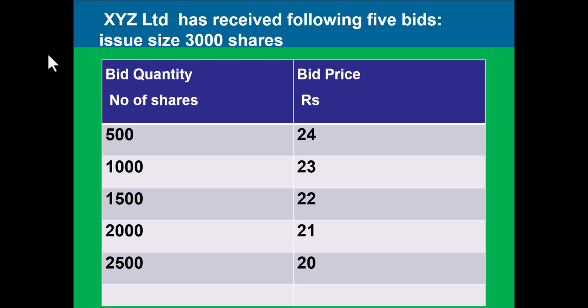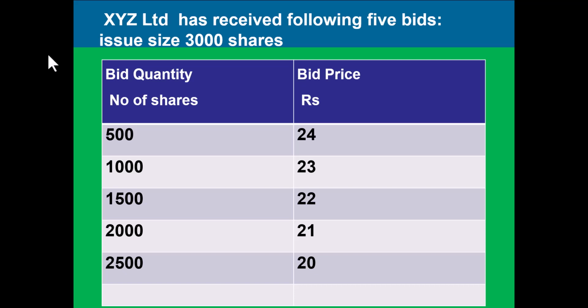So that's your choice. Now there's another investor who has applied for 1,500 shares and has given a bid price of 22. Another investor has applied for 2,000 shares and given a bid price of 21. And finally, there is another investor who has applied for 2,500 shares and made a bid price of 20.